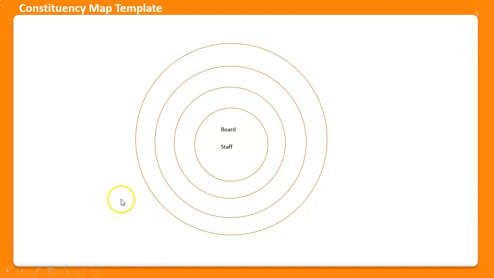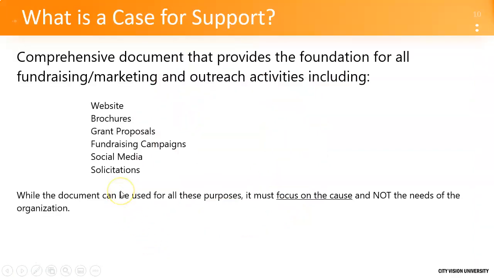The next part of week 2 is talking about a case for support. What a case for support is, is a comprehensive document that provides the foundation for all fundraising, marketing, and outreach activities. So you could use it for your website, and versions of it could be adapted to brochures, grant proposals. Whenever I first saw a case for support, and I'm more used to grant writing, I was like, this is very similar to grant writing.